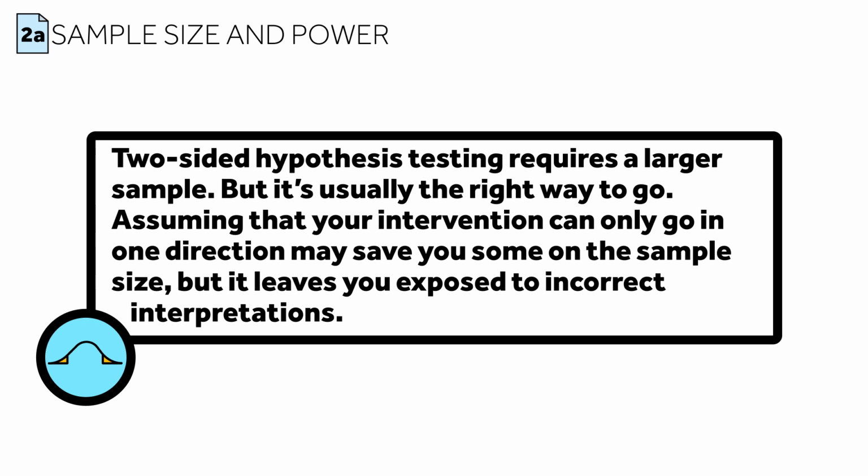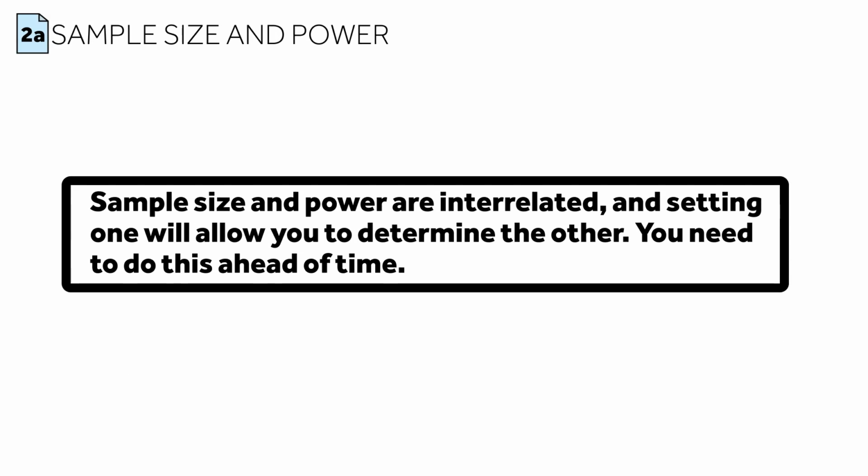Two-sided hypothesis testing requires a larger sample, but it's usually the right way to go. Assuming that your intervention can only go in one direction may save you some on the sample size, but it leaves you exposed to incorrect interpretations. Sometimes, however, you're simply constrained in terms of your sample size. You can only have so many participants because the disease is rare, or you have only so much money. In that case, you'll spend less time calculating your sample size and more time figuring out your study's power based on the sample size you have. Sample size and power are interrelated, and setting one will allow you to determine the other.